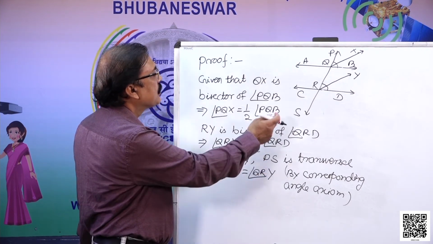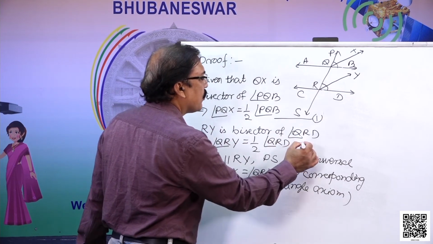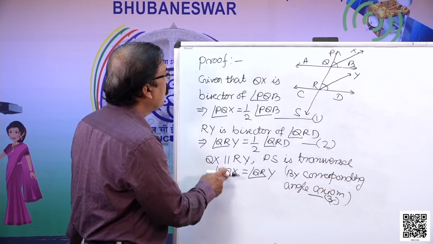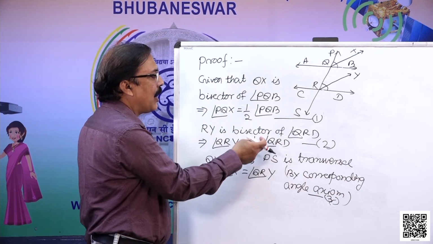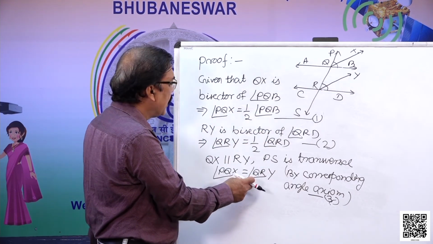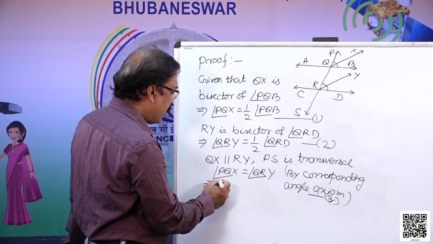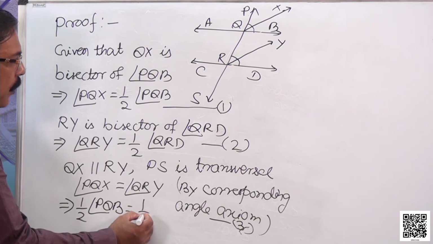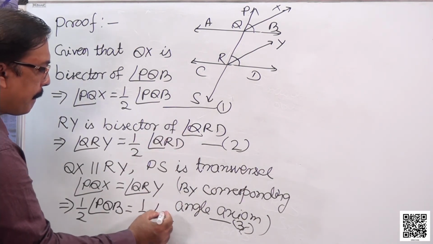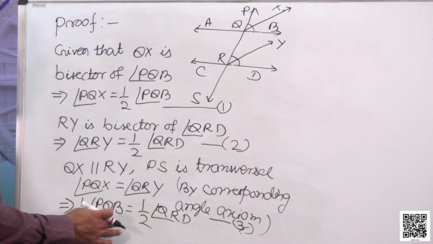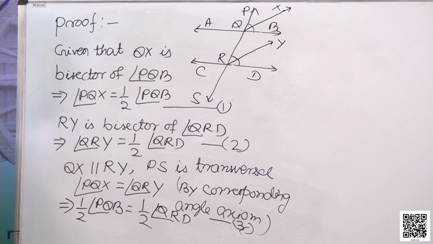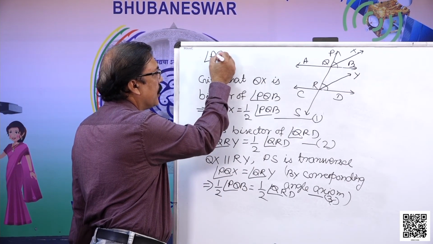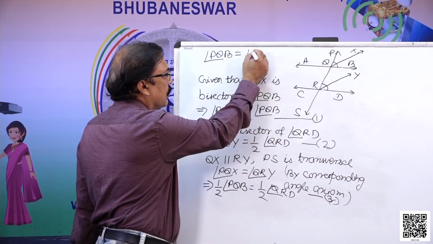Now you see, this is our equation 1, this is our equation 2, and this is equation 3. If we substitute the values of PQX and QRY from equations 1 and 2 in equation 3, then we can write that half of PQB is equal to half of QRD. If half of PQB is equal to half of QRD, we can say that angle PQB is equal to angle QRD.